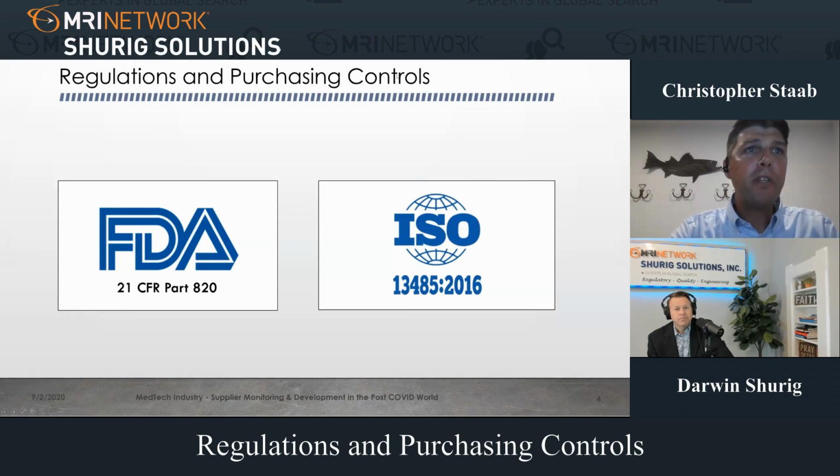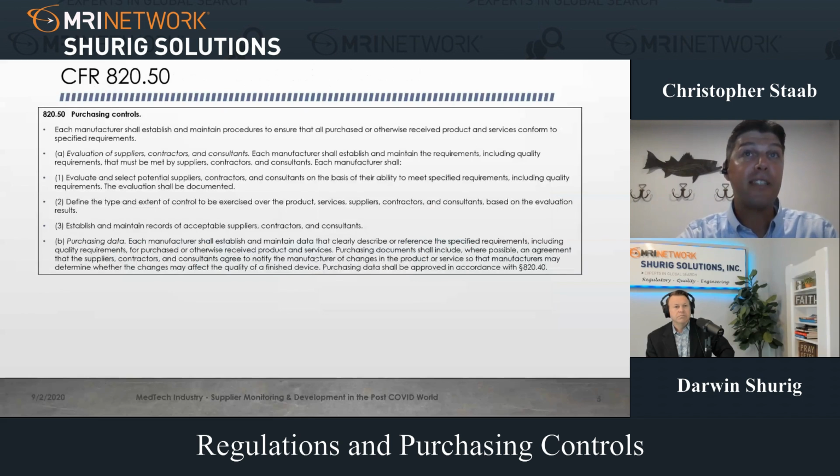Yeah, so we're going to be focusing in on the FDA regulation 21 CFR Part 820 and then the ISO 13485. So we're gonna start by breaking those two down and understand, what do they say about purchasing controls? What's their thought process on them?